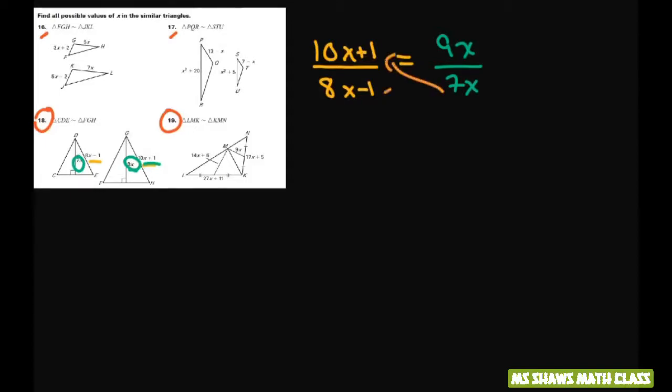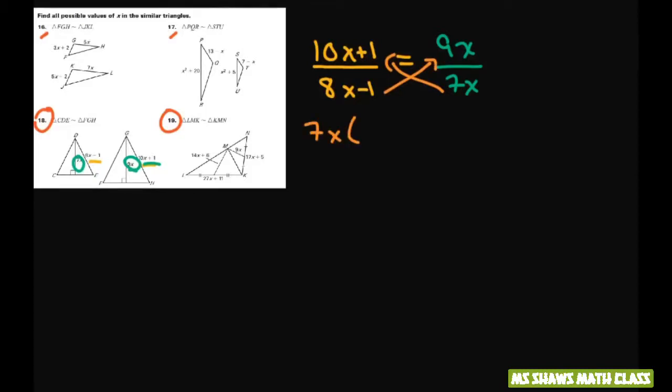So since they're similar, I'm going to set the sides here, set up a proportion. So we're going to say 10x plus 1 divided by 8x minus 1 equals, now keep the horizontal part correct. So this will be 9x and then over 7x. So they go together. Now we're going to cross multiply. That's how I cross. You can cross the other way if you want.